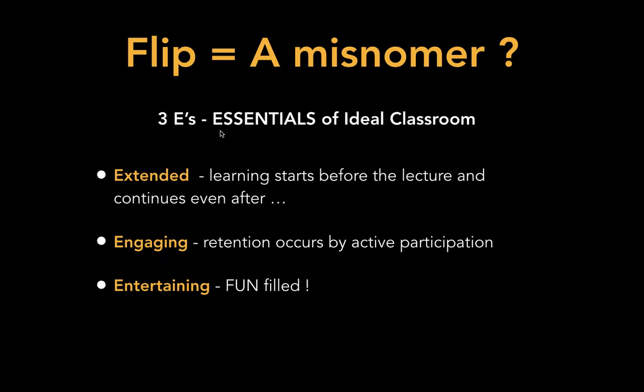There are three E's, or three essentials, of an ideal classroom, any classroom for that matter. It has to be extended, where the learning starts even before the lecture and continues even after the lecture. It should be engaging, where the students love to take part, not just physically present but mentally present, where retention occurs by active participation of the audience. And the third, most important essential, it has to be entertaining. Classes have to be fun. All three elements are there in a typical flipped classroom model, which is the ideal classroom model.